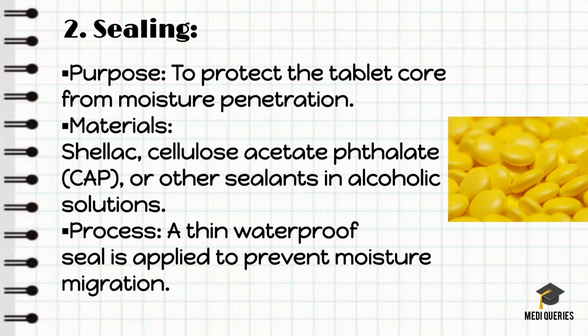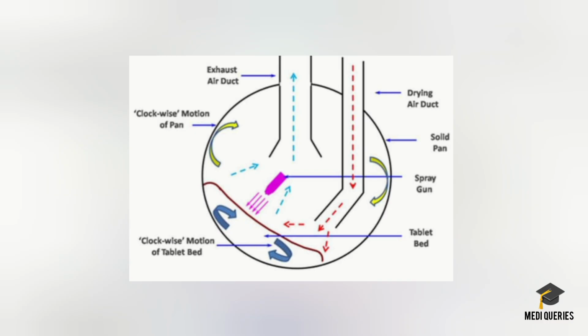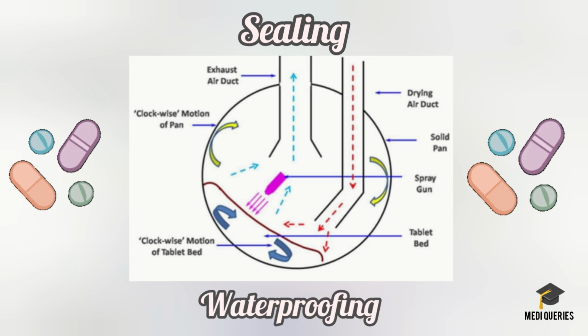in order to prevent the hydrating environment. Okay, and next, the pan is rotated with the help of an electric motor, and there is an arrangement for hot air to be supplied inside the coating pan. The coating pan is made of copper or stainless steel, and coating pans are available in different sizes.